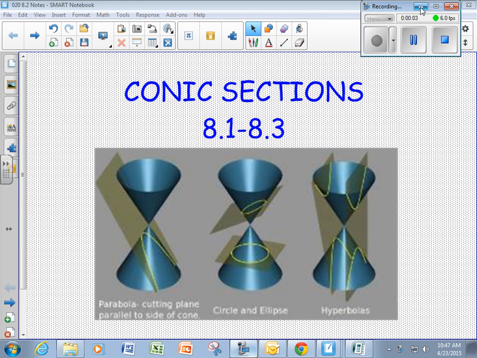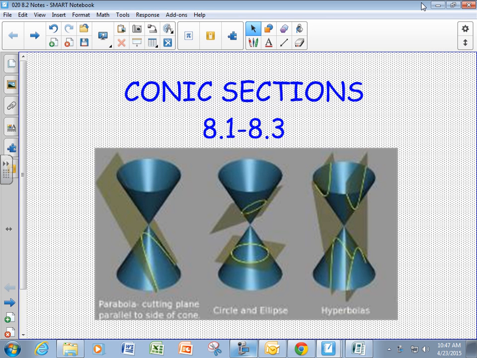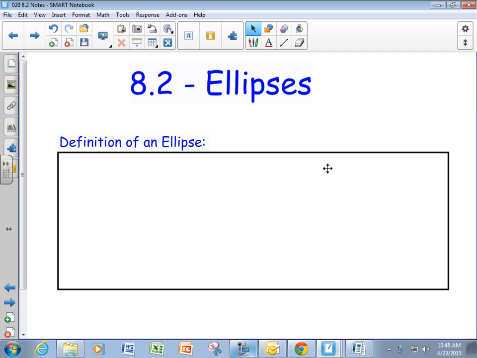In the next section, 8.2, the conic that we will be studying is the ellipse. So to start with, I want to give you the mathematical definition for ellipse, and then we'll at least try to get a picture, take a look at what an ellipse looks like, and see if we can label some pieces and parts.